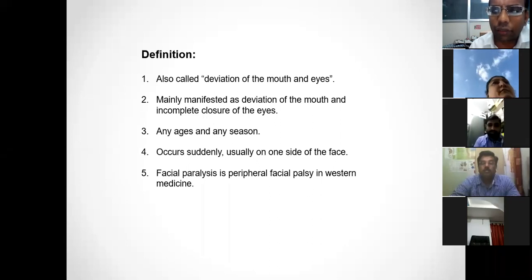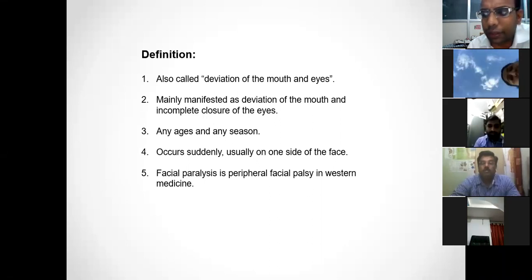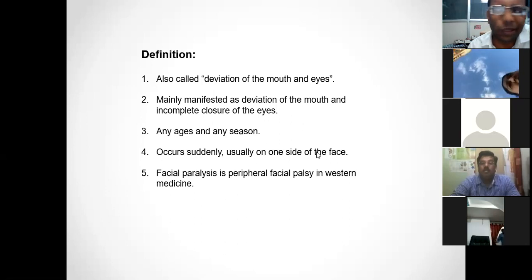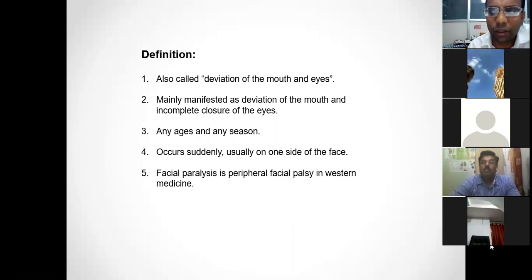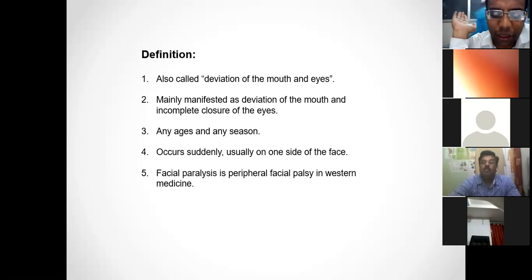It is a deviation of the mouth and the eyes. What is facial palsy? It is a deviation of the mouth, it becomes like this, and your eyes remain unclosed. This is the biggest problem. There is deviation of the mouth and incomplete closure of the eyes, and this may lead to loss of sight. Generally, a surgical operation is done. They shorten the eyelid, and then they save the eyesight. So it occurs suddenly and usually on only one side of the face.